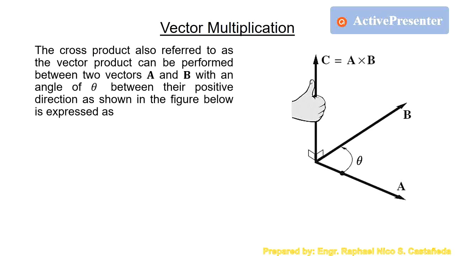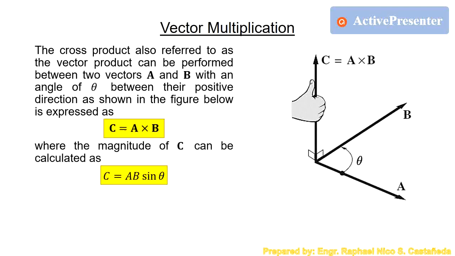The next vector multiplication that we will discuss is the cross product, which is also referred to as the vector product. It can be performed between two vectors A and B with an angle theta between their positive directions, as shown in the figure. So the formula for cross AB is equal to this one. As you can see, we have here a dot and the direction of the angle. The dot here is the first vector A, and the arrowhead is the second vector B.